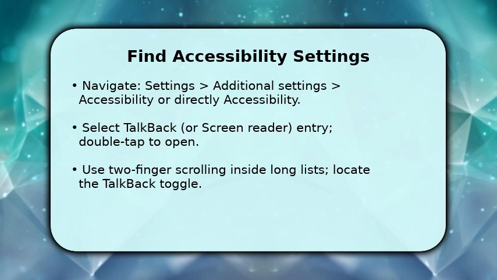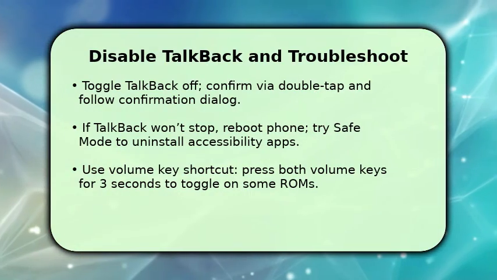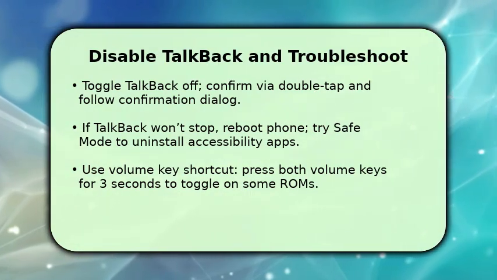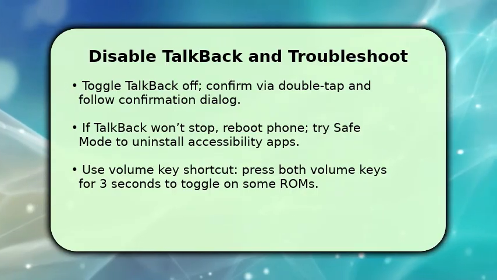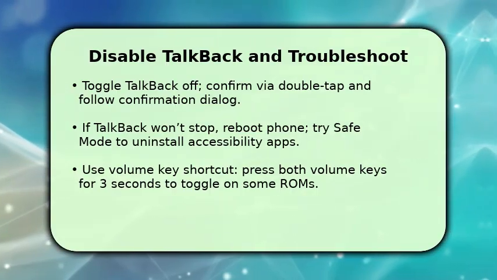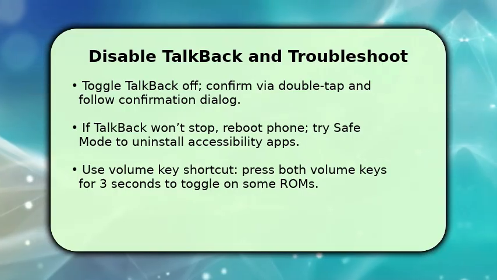Double tap the Talkback toggle to switch it off, and then confirm on the dialog that appears. This disables the accessibility service and restores standard touch behavior. If it doesn't stop, reboot the phone and try again.